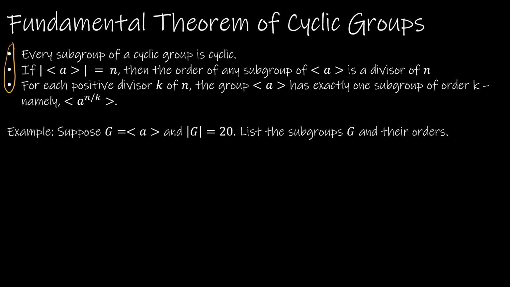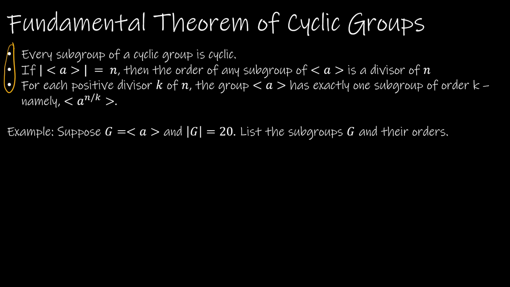Now keep in mind that does not mean that if a group has cyclic subgroups, that the group itself is cyclic. We looked at that when we looked at U8. U8 is not a cyclic group, but does have cyclic subgroups. So back to this theorem, every subgroup of a cyclic group is cyclic.